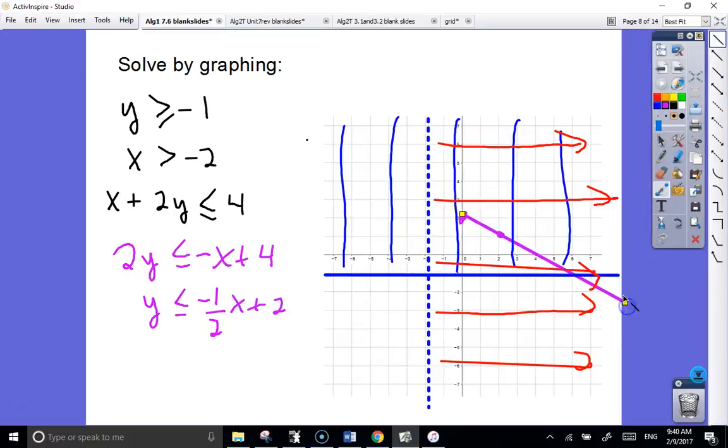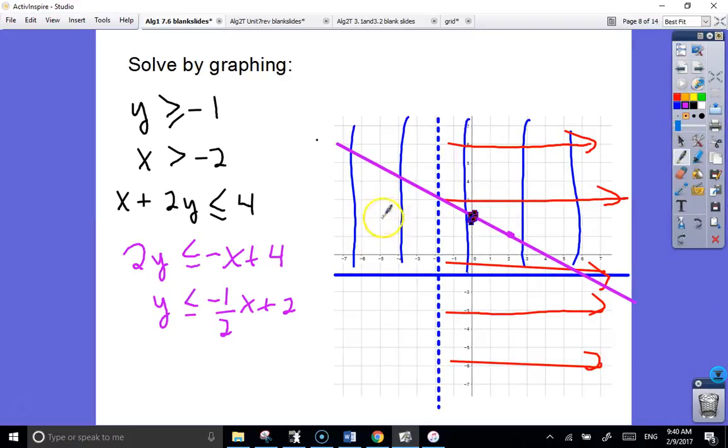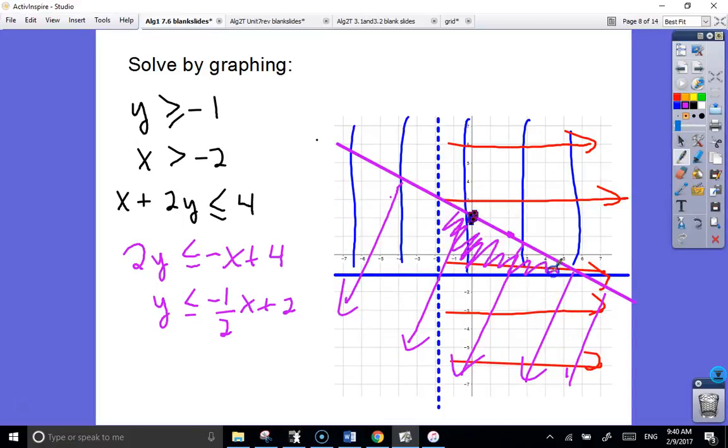It gets very complicated. Okay, above or below? It's a less than, so that means below. So where is it that all three of those overlap? Yeah, right in the middle. Looks like in this piece right here. So that's the solution to the system.